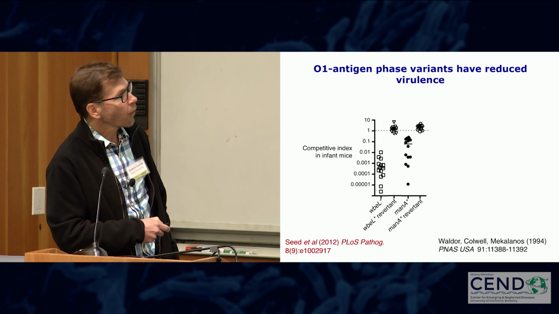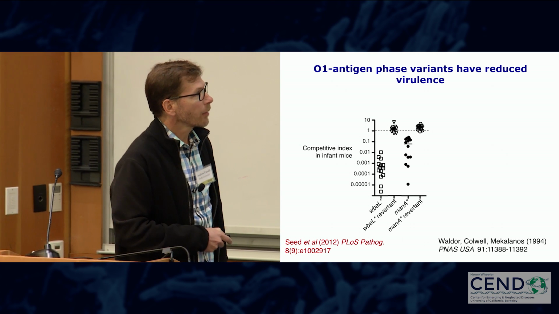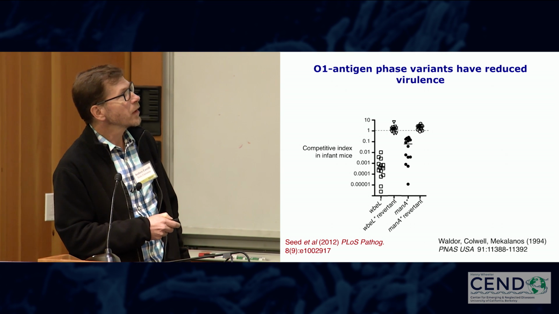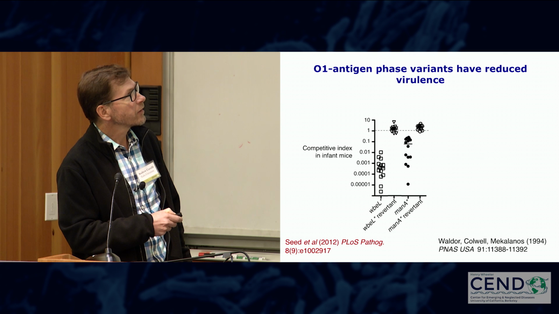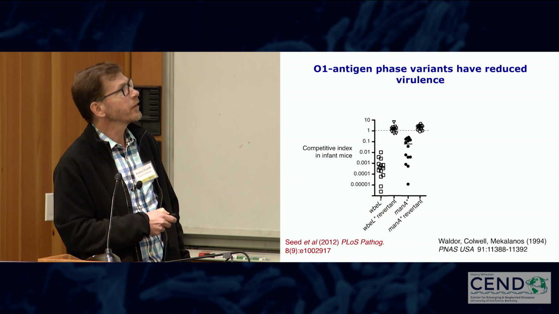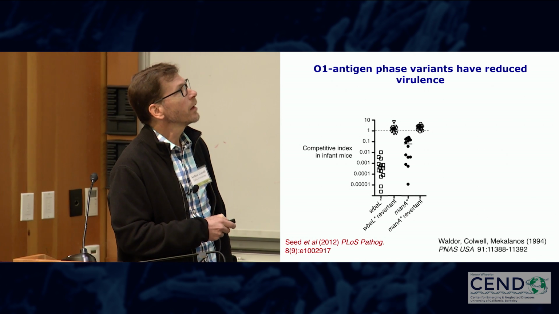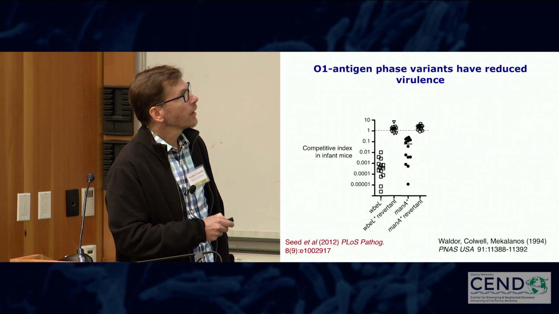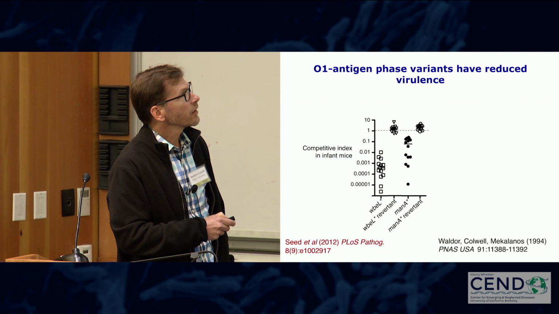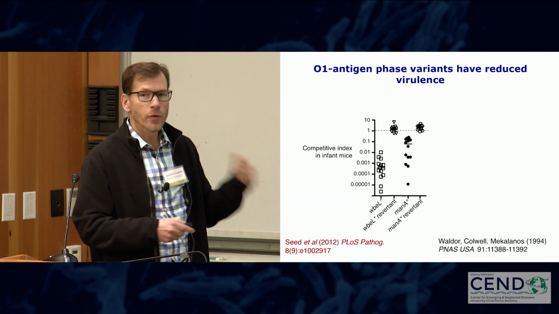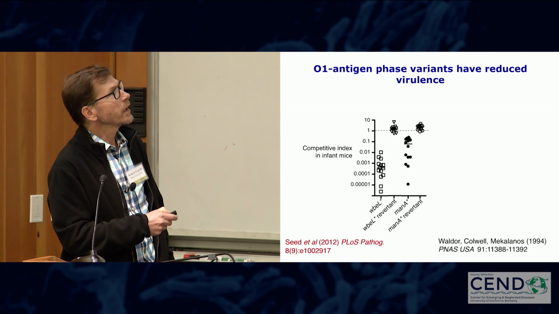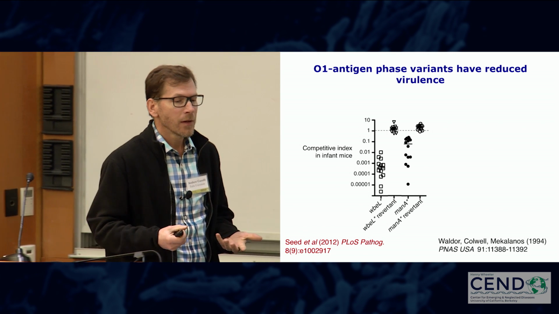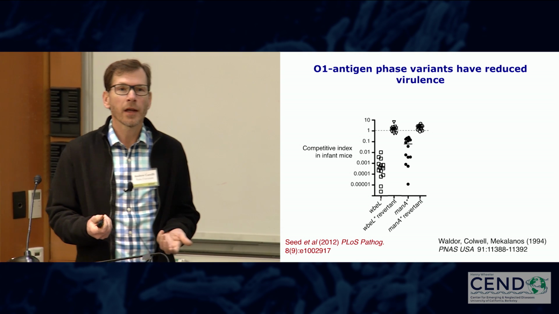That was shown by Matt Waldor and John Mekalanos back in the 90s. And so Kim went ahead and took these frame shift mutants and showed that indeed they are attenuated. This is the competitive index competing against the wild type in our infant mouse model. So this is the WBEL frame shift mutant, and here's the MAN-A mutant. And you can isolate revertants that restore the reading frame of the gene, and then they regain virulence and can compete 1-to-1.